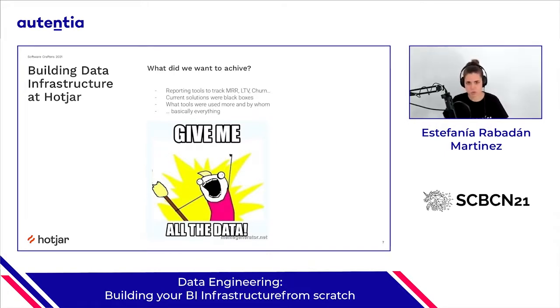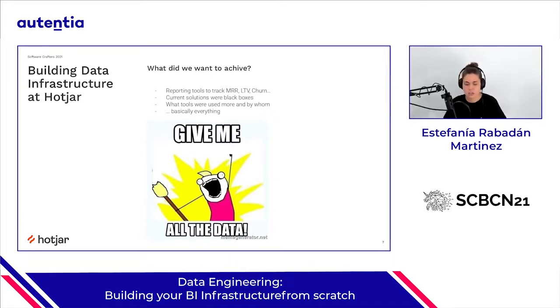And obviously when you need to build an infrastructure about anything, you need to know what you are going to do with it. So we started asking around what they wanted in marketing, the C-level, product managers, like everyone, what they wanted out of all of this BI infrastructure. And what we got is, we want reporting tools to track MRR, LTV, churn, all of the things that you basically need to know how your company is doing.